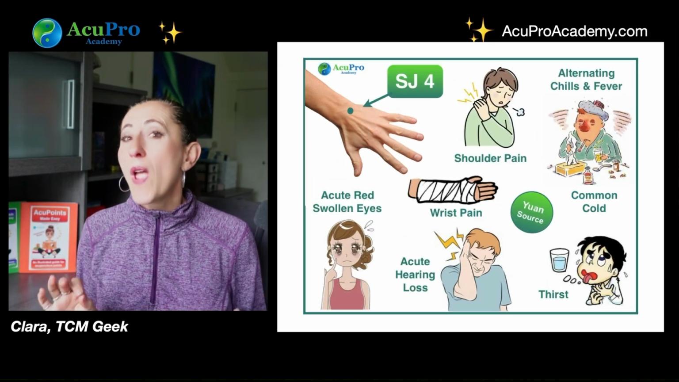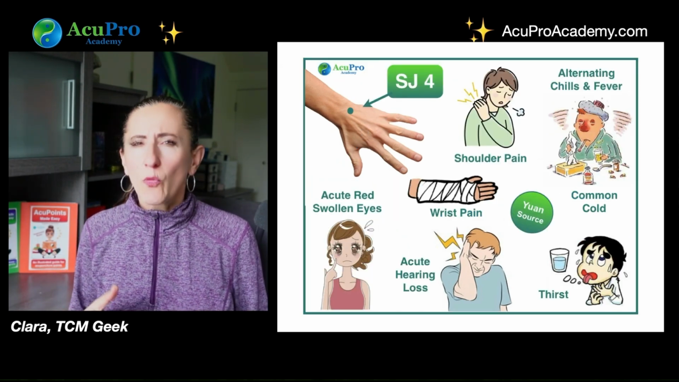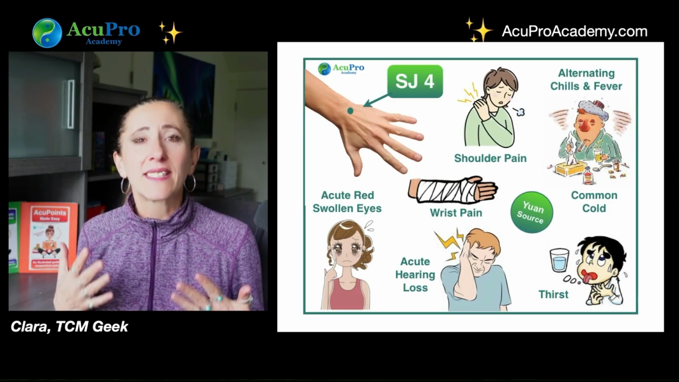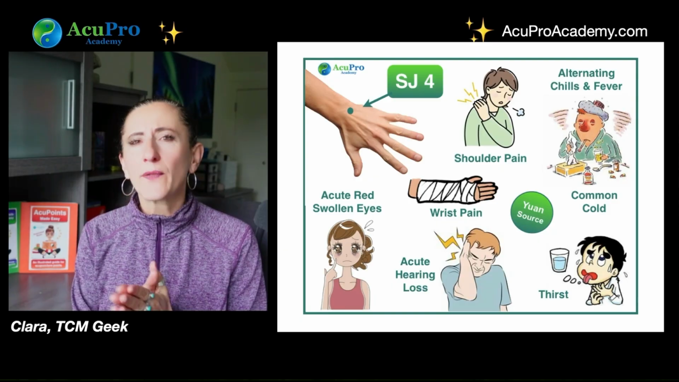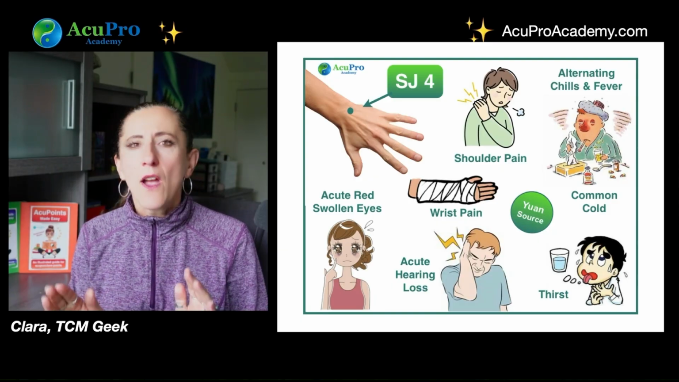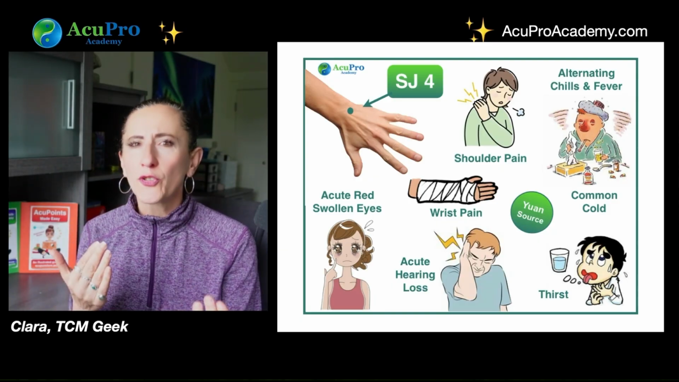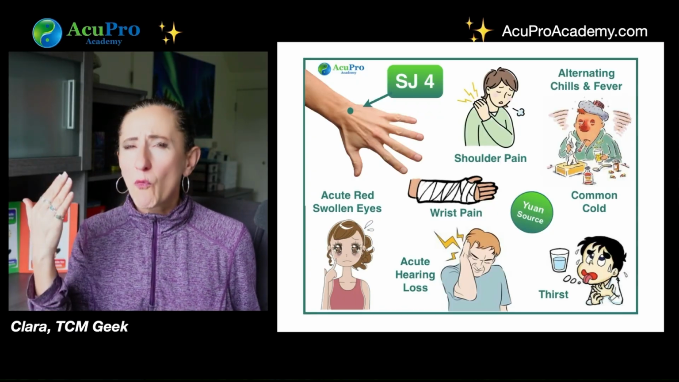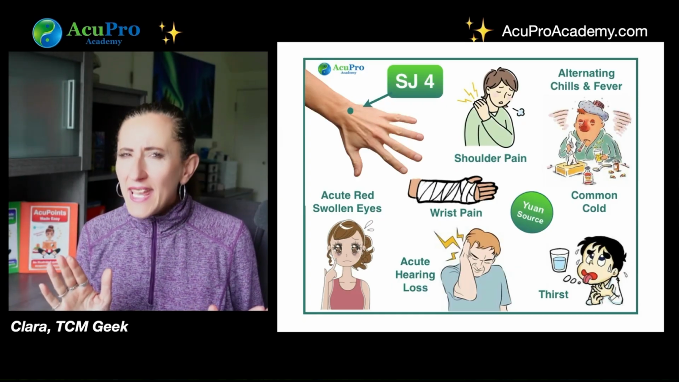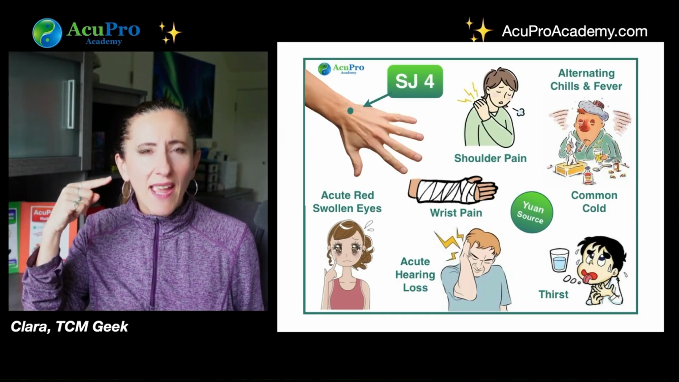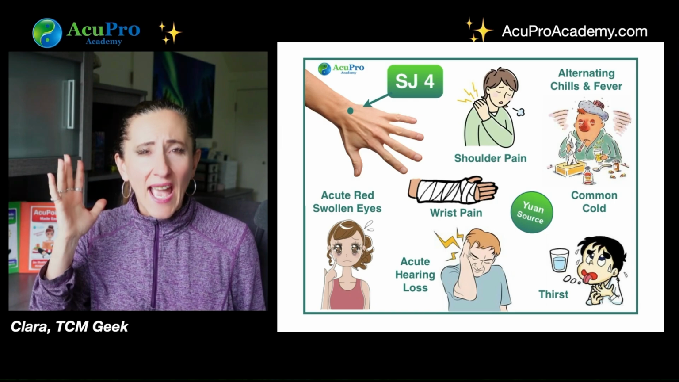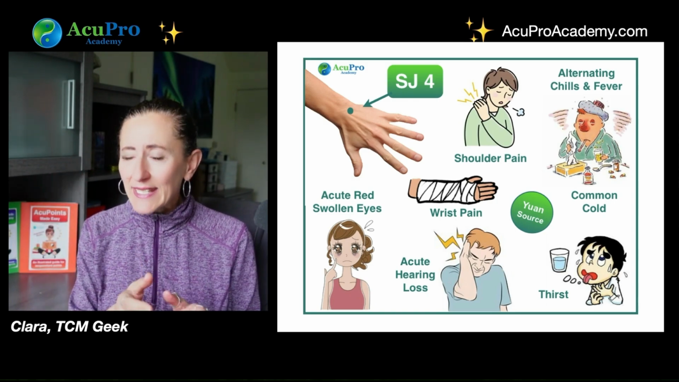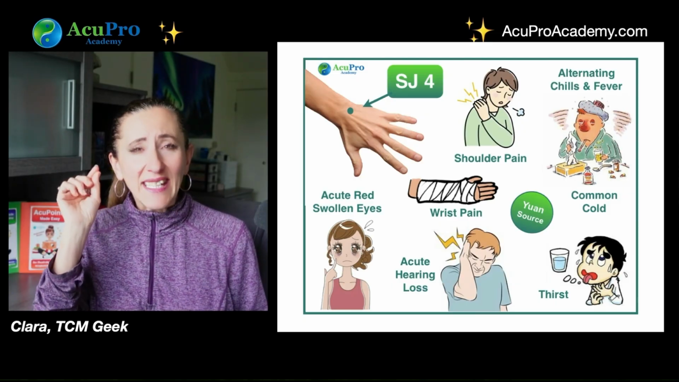San Jiao 4 is the Yuan source point of the San Jiao. So we can use it, first of all, for anything happening on the wrist or pain along the meridian as a distal point. We can also use it for the common cold and specifically for that Shao Yang syndrome, which is alternating chills and fever, because it helps expel pathogen. Also for red, swollen eyes as well. And because the meridian goes around the ear, it is really good for any acute hearing loss, maybe due to an accident, as part of the protocol. The closer to the accident, the easier it is to hopefully get the hearing back.